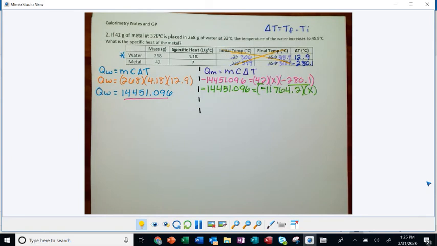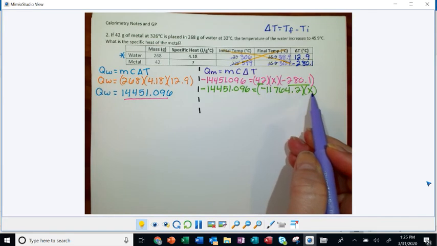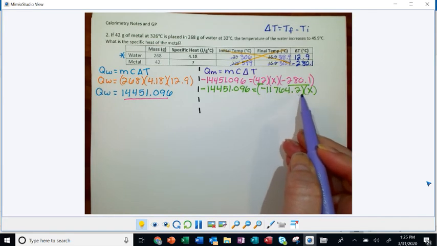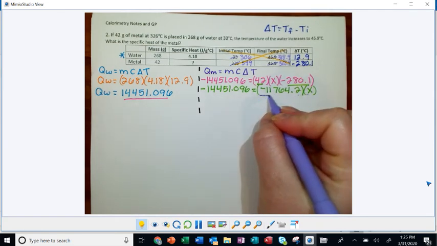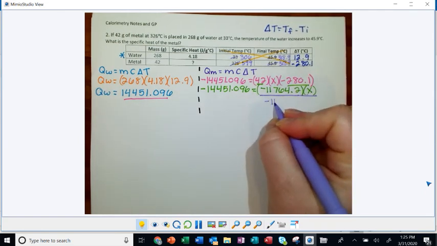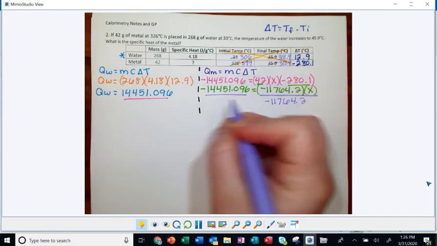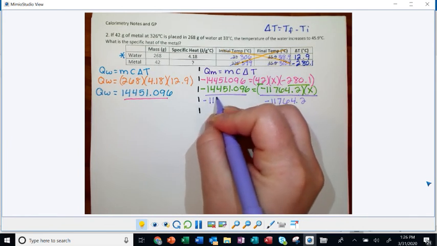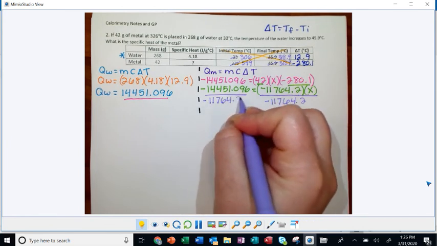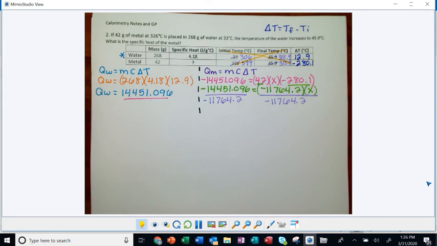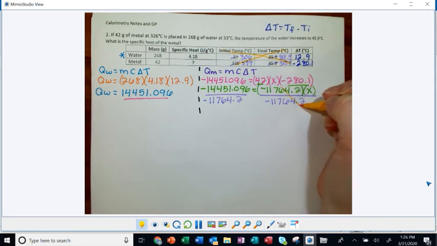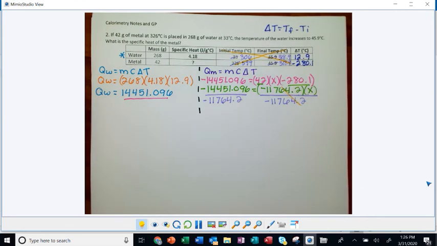Now I need to solve for x. In order to do that, I need to get rid of the number that is next to x. Remember, these are being multiplied together, so to get rid of this number, you must do the opposite of multiplication, which is division. These are going to cancel out, leaving you with just x.